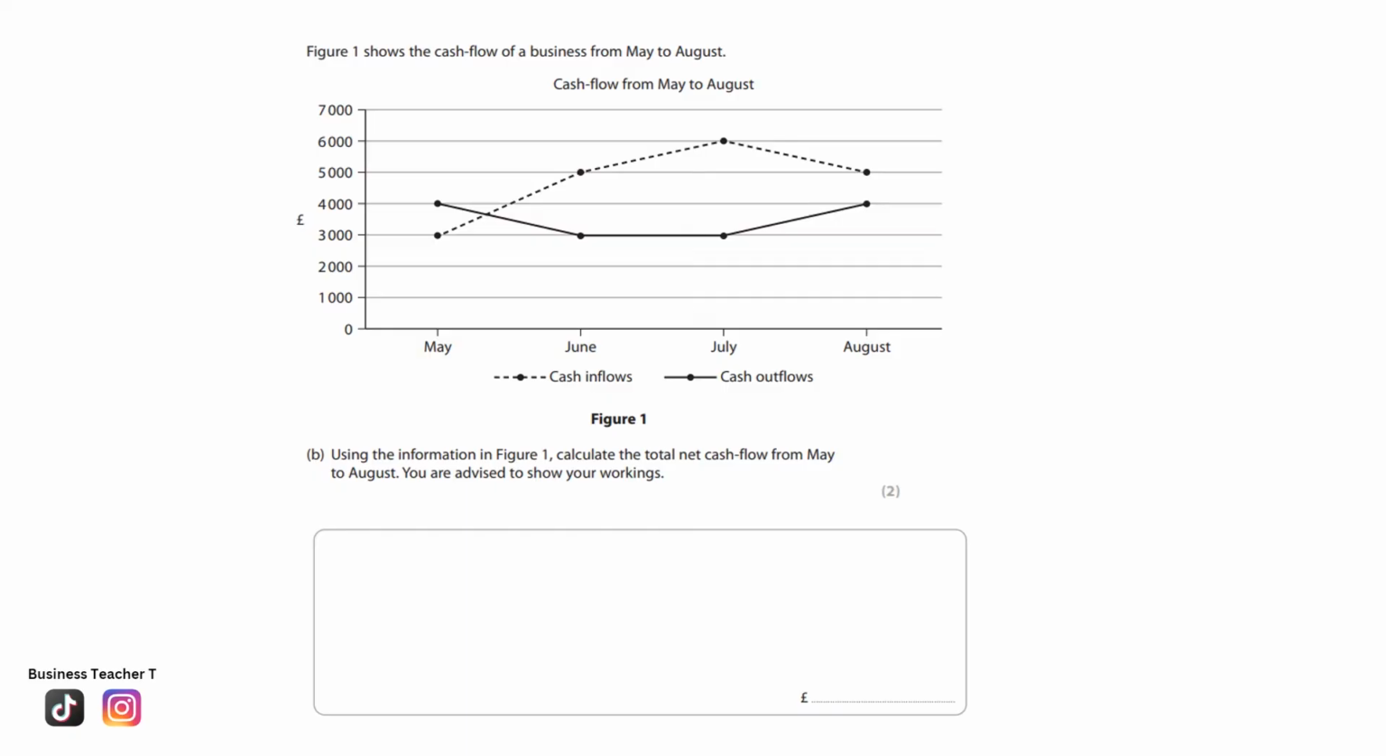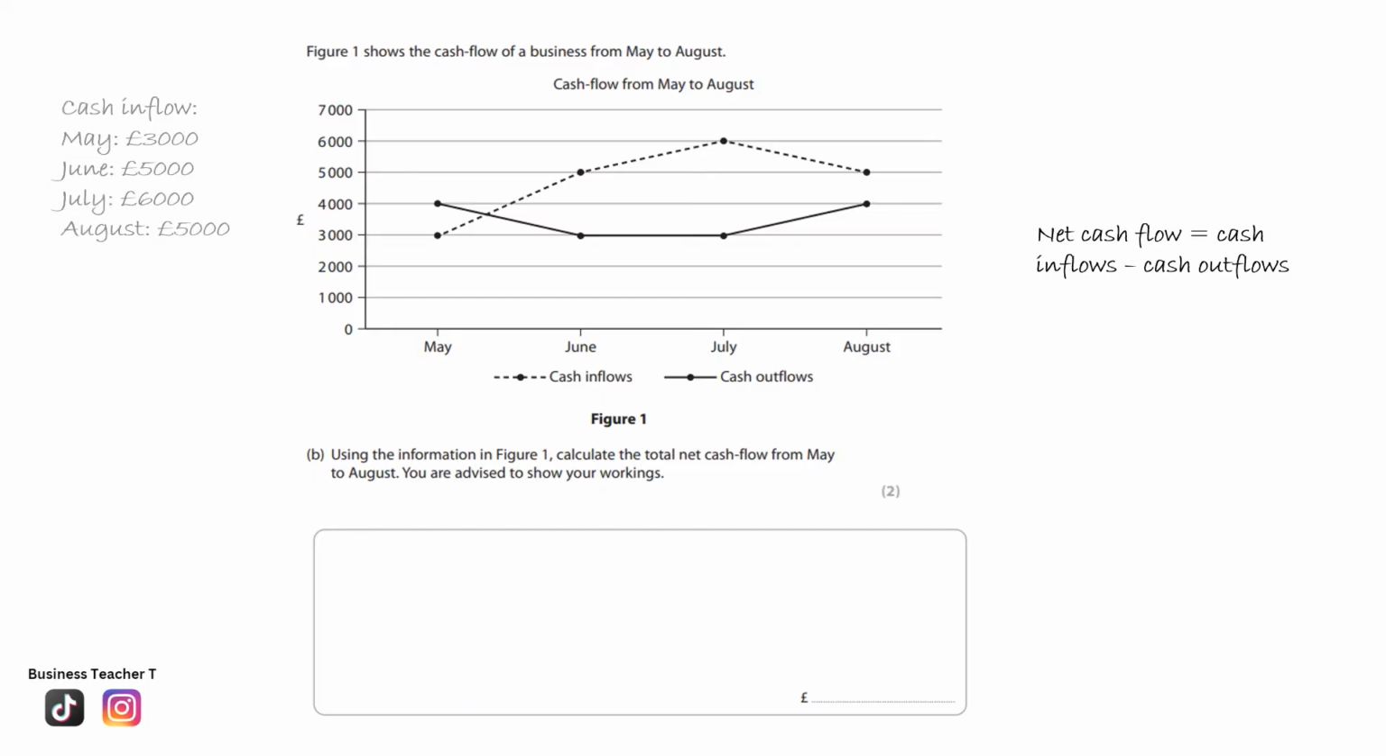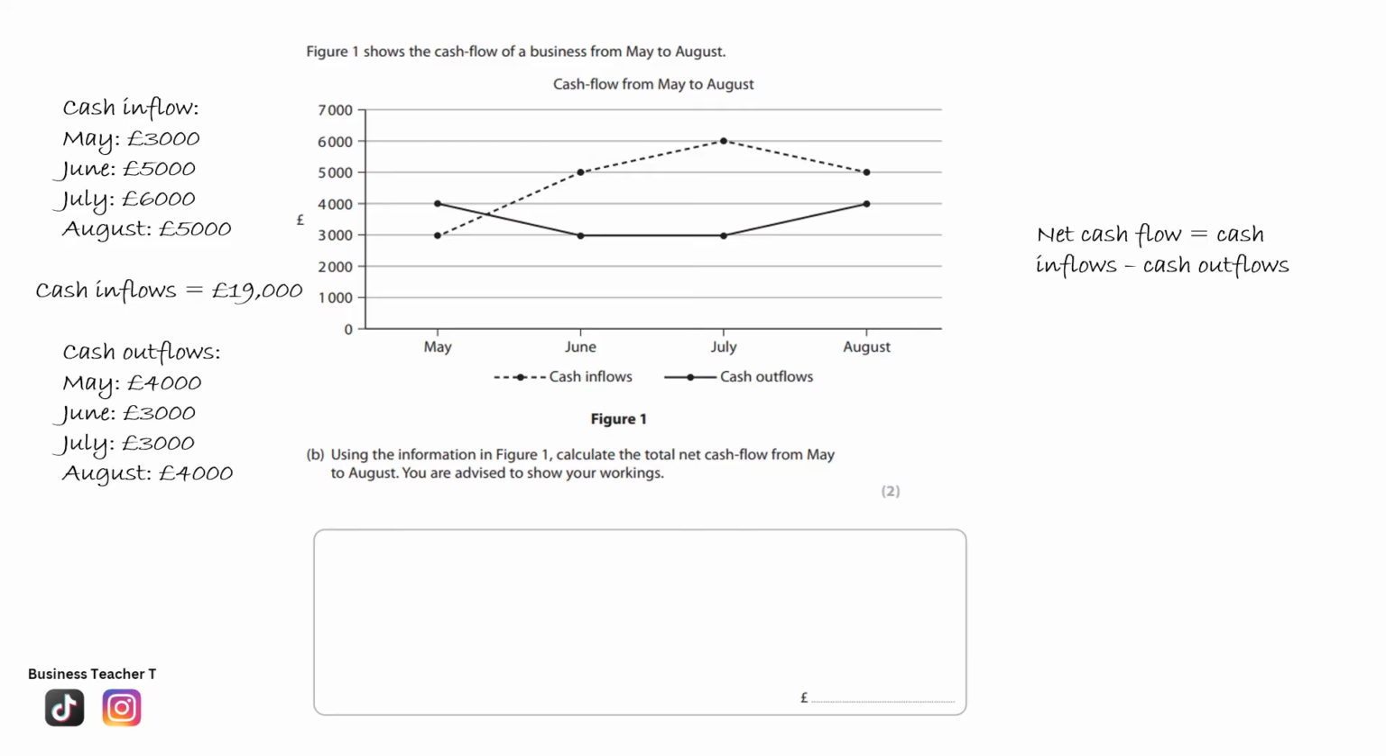Now, in order to calculate the net cash flows, you need to calculate the cash inflows and deduct the cash outflows. So let's have a look at the cash inflows for this business. In May, it was £3,000, June £5,000, July £6,000, August £5,000. Our total cash inflows are £19,000.